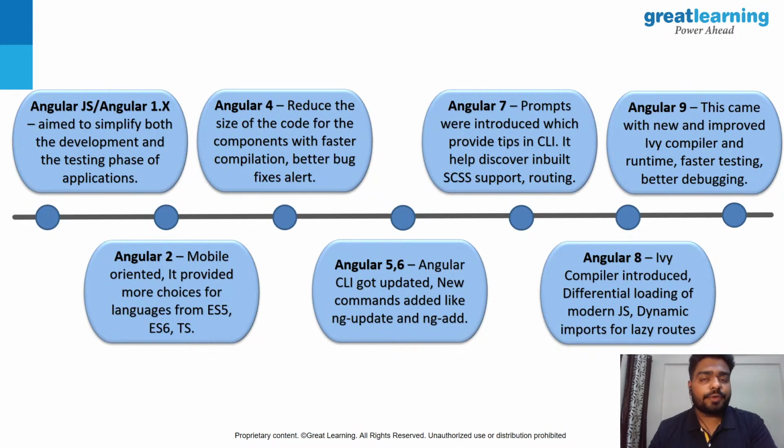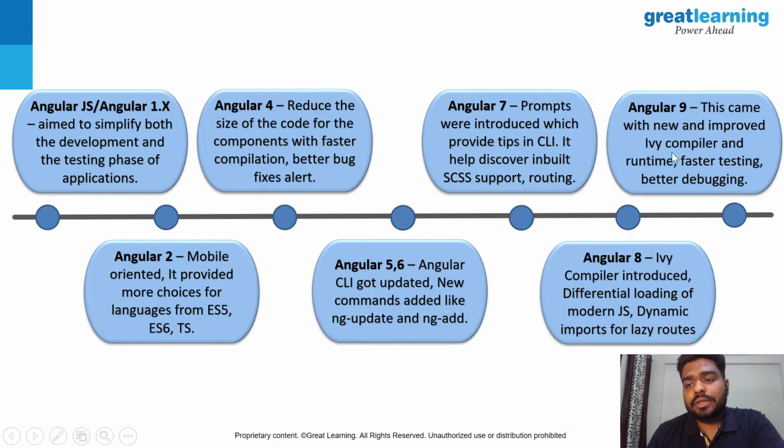Now, what is the future scope of it? As you can see, over the growing years, Angular has been developed with so many innovations. Angular 2 came up as mobile oriented, that means applications will be running on your mobile also. It provided more choices for languages like ES5, ES6 and TypeScript. Then came Angular 4, which reduced the size of the code. Then came Angular 5, Angular 6, where Angular CLI, you remember we installed Angular CLI, right? That got updated, new commands were added. So every time you can see Angular is updating itself, every time a new feature is coming in.